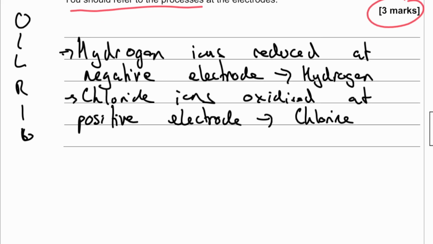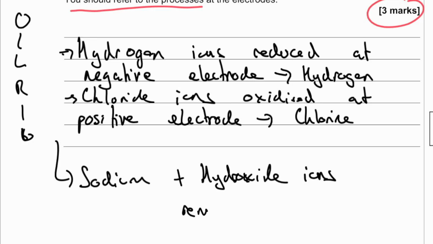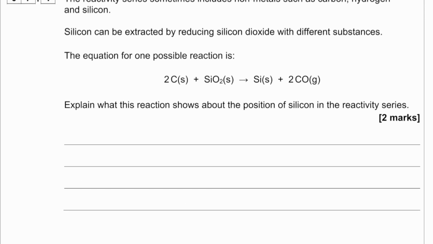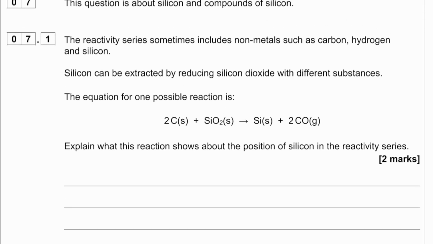And finally, if those two processes are happening at the negative and positive electrodes, then what's left? The sodium hydroxide is left. So you've got sodium ions and hydroxide ions remaining. And that's what you need to say for your final mark. There's 1 mark, there's your 2nd mark, there's your 3rd mark.